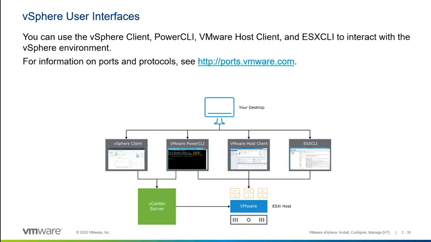Now, all of these systems need to communicate in some sort of secure fashion. So if you head over to ports.vmware.com, you'll see the network connectivity that exists between your desktop, between vCenter Server, between vCenter Server and the ESXi hosts, and all of these different components. Most of them run on port 443, which entails things like CA-signed certificates and the like.